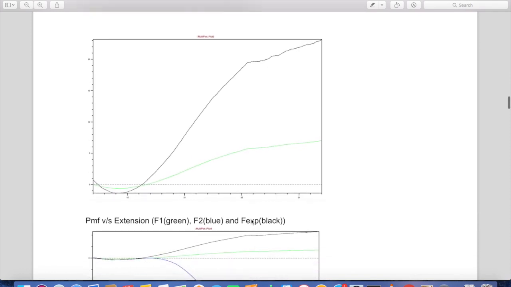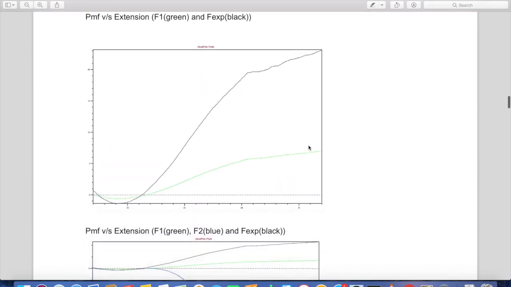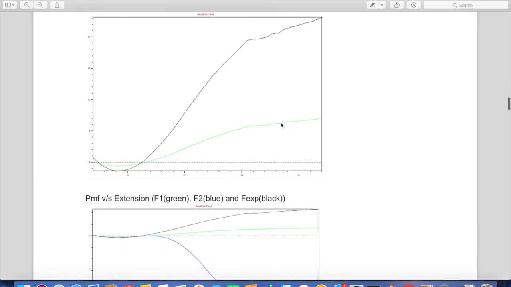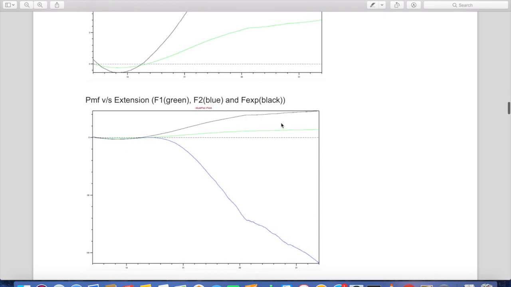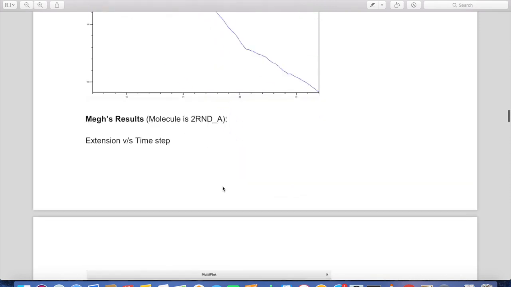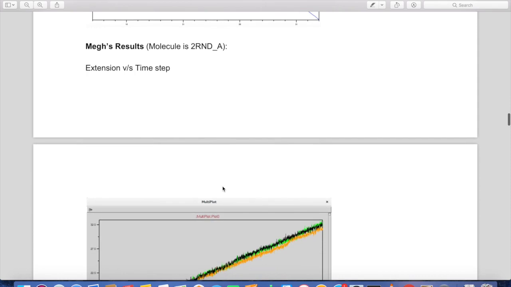These are the PMF graphs. F-exp is almost equal to F1 here, as the scale here is quite small. But when we bring F2 into the picture, F2 becomes very negative, as we are expanding only to two terms. Some graphs of other people are also provided.